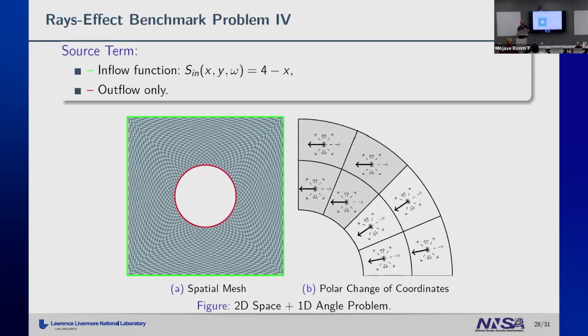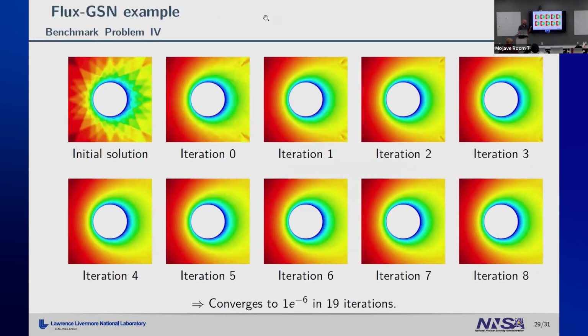And so now this is a little bit what the spoiler Milan showed you. A slightly different problem. Here we put 4 minus x as an inflow to get a non-symmetric solution. And so this is what you saw a little bit earlier. So we start with an initial solution with a lot of ray effect, and we see that at each nonlinear iteration, we have a damping of the ray effect, and it converges to a relative error of 1e-6 in 19 iterations, with a perfectly smooth solution at the end.